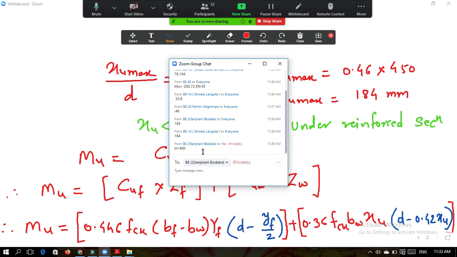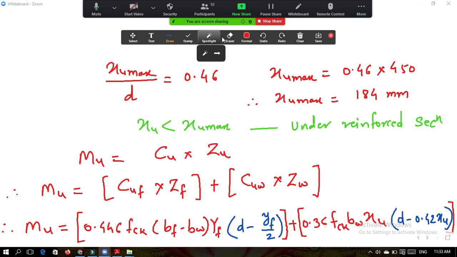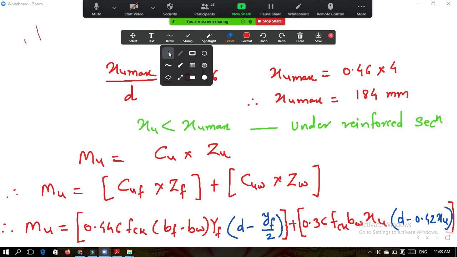So D is equal to 400. The D450 effective depth that we took here, it is wrong, right? What effective small d did we calculate? 400? Okay, so I have written over here 450. Did you take it correctly while calculating? Yes, sir. 0.46 into 400, are we getting the same answer which we have written over there? 184, correct.